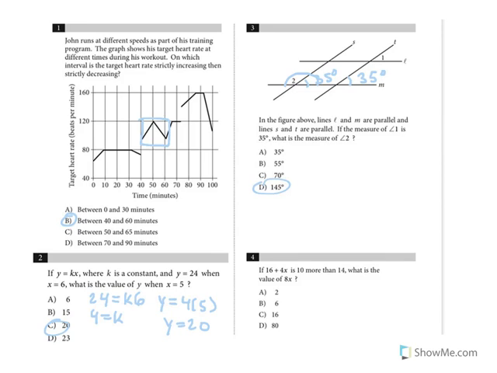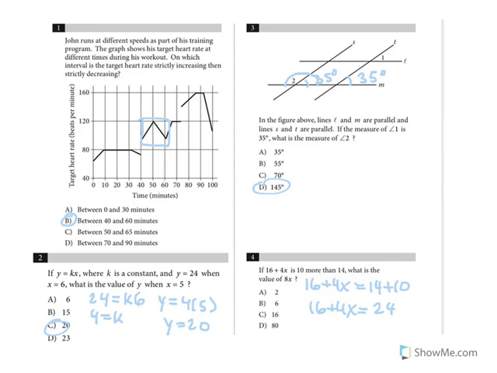If 16 plus 4x is 10 more than 14, what is the value of 8x? This is partly an interpretation problem. We've got 16 plus 4x is, that means equals, 10 more than 14. So that would be 14 plus 10, meaning 16 plus 4x equals 24. We want to know the value of 8x. What I'm looking at here is that I have 4x. If I know what 4x equals, I can figure out what 8x equals, because 8x is going to be twice as much as that.